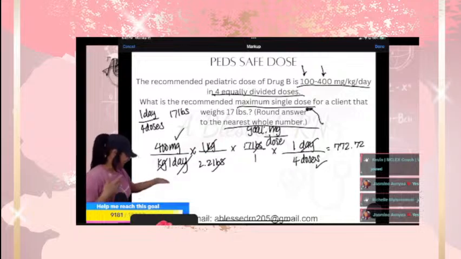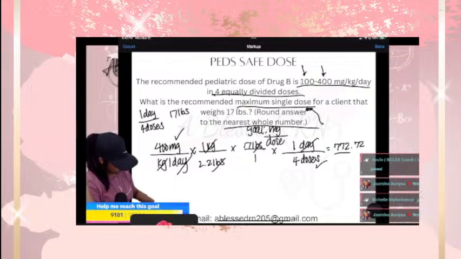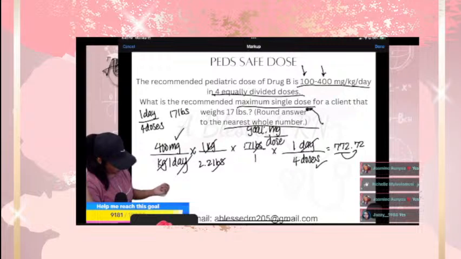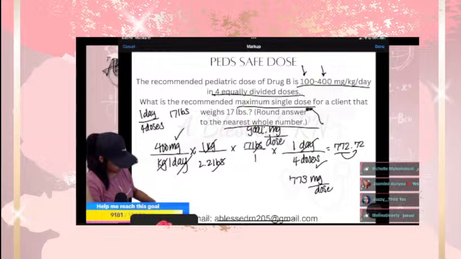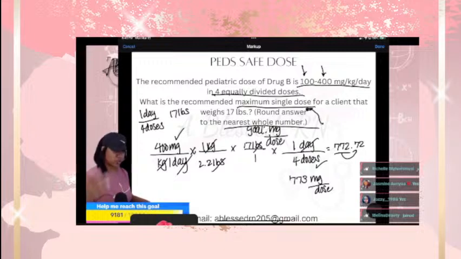Yes, okay. So we round this to the nearest whole number. You go to the right, right? So this whole number is going to be 773 milligrams per dose. That's the maximum that they can get, okay? Does this make sense to everybody? About the different parts of this problem and what it's saying and how to know whether it's dose or milligrams per day.